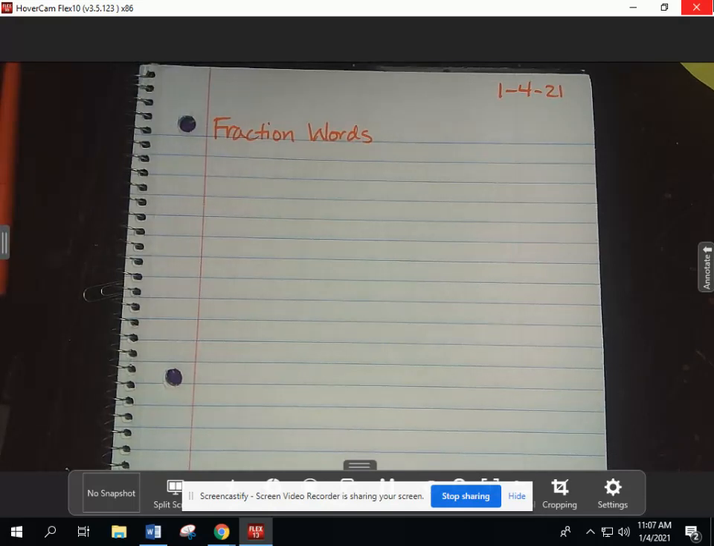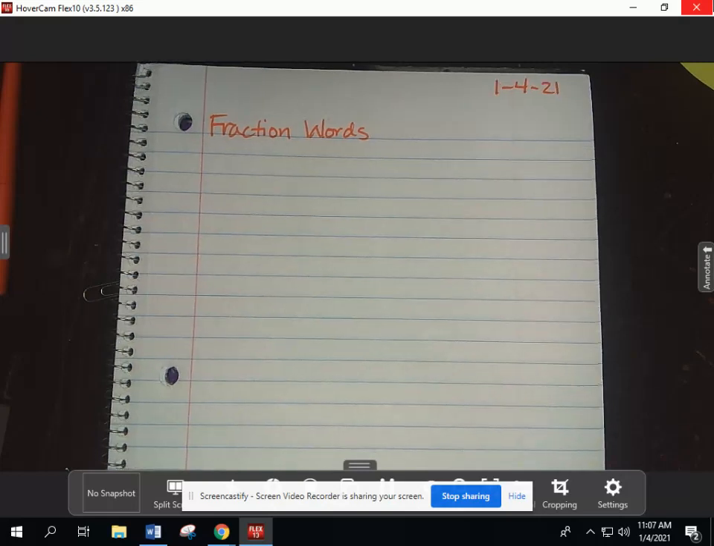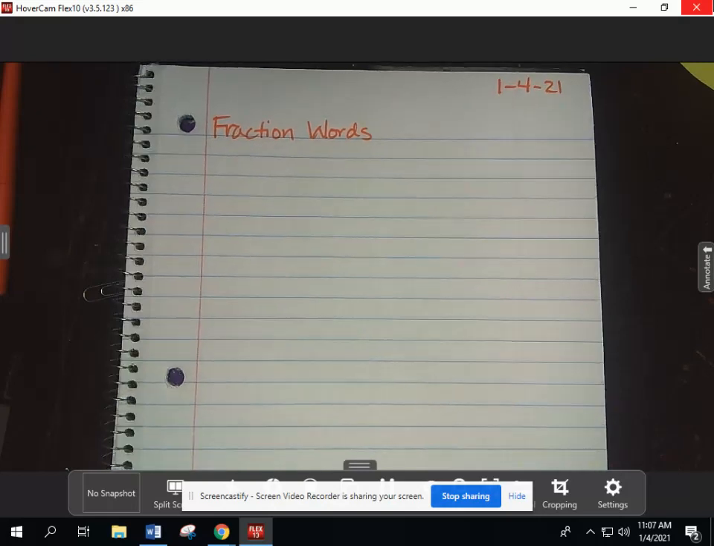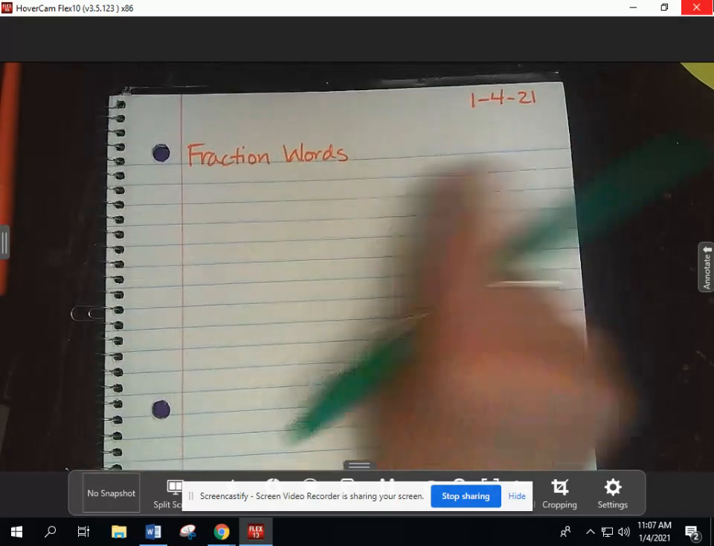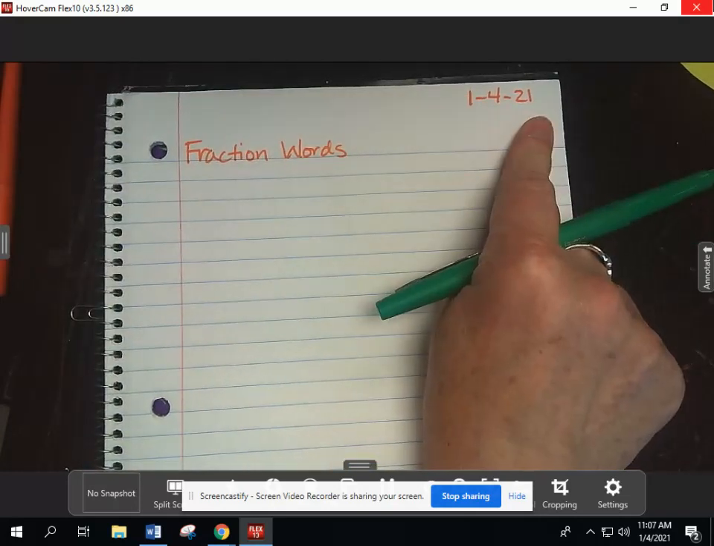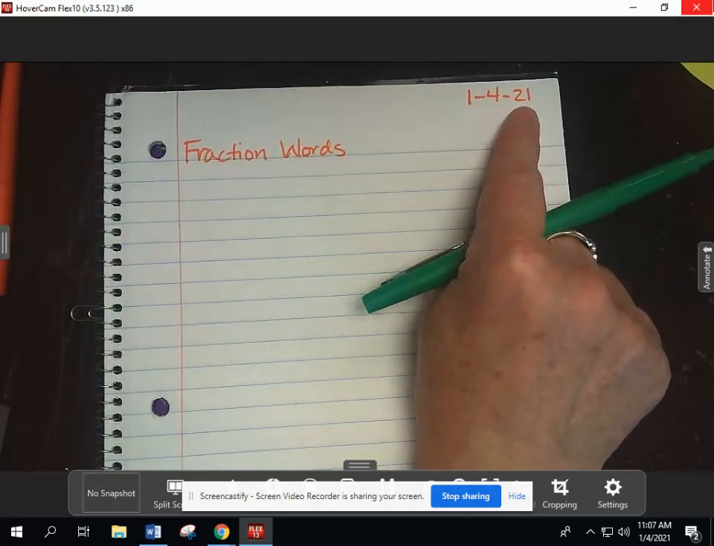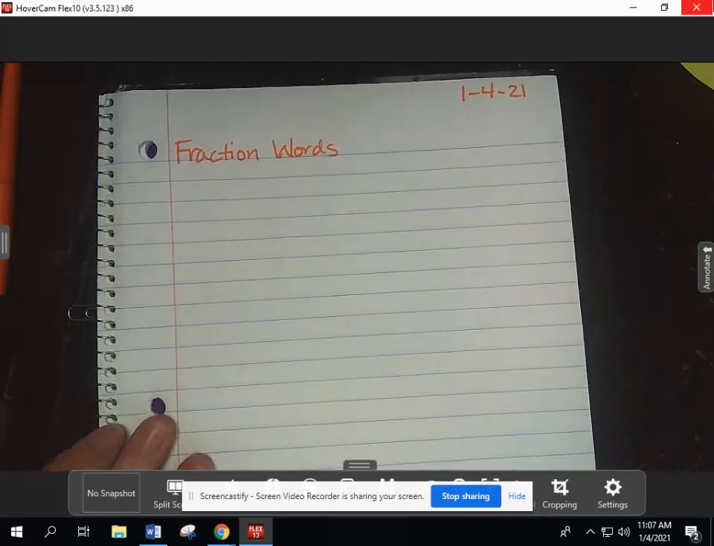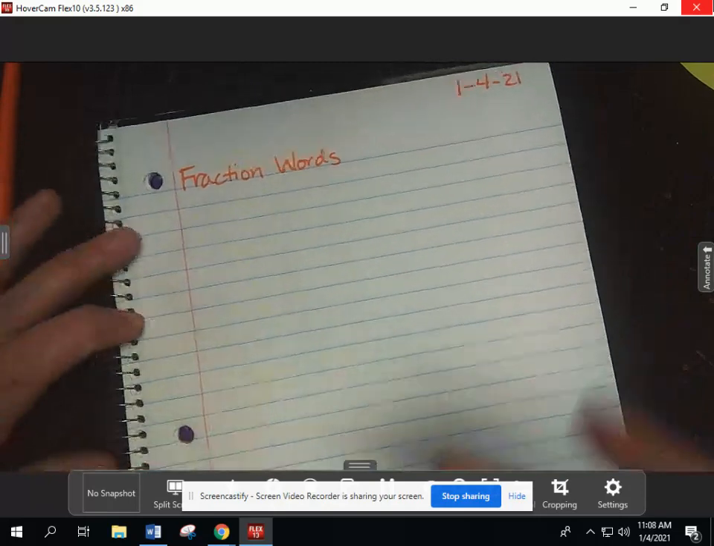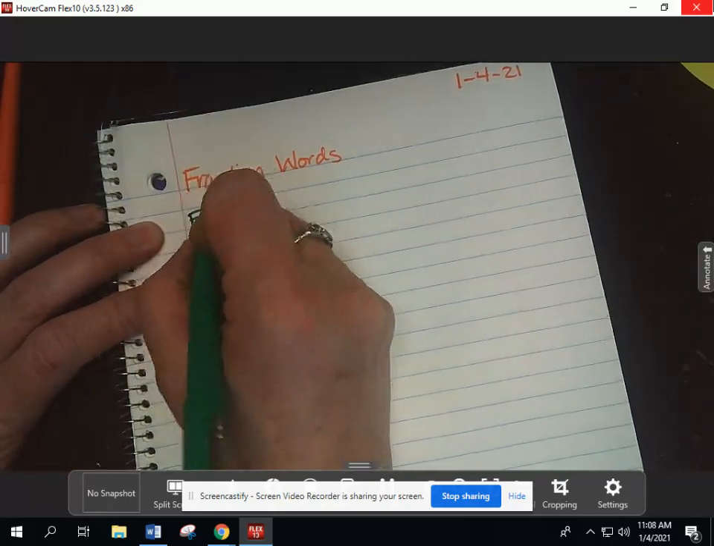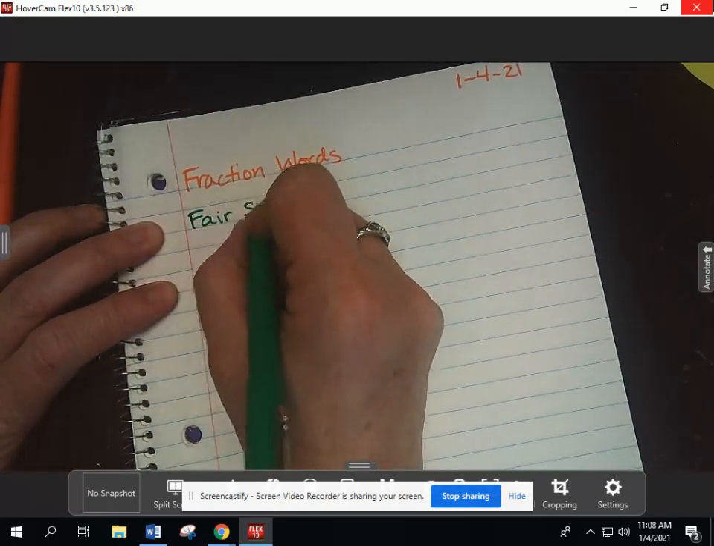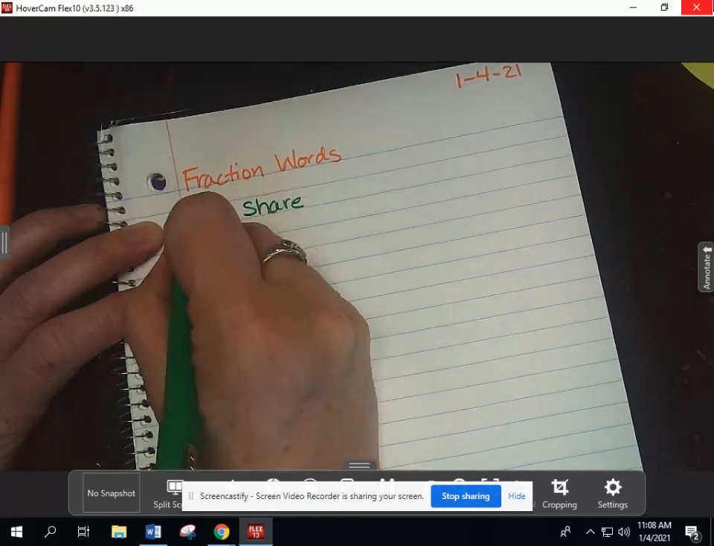Everybody should have a notebook out. Turn your bodies if you have to. You're going to write fraction words, and then you're going to write today's date. And remember to write 21 instead of 20. We are in a new year. The first word we're working with is called fair share.